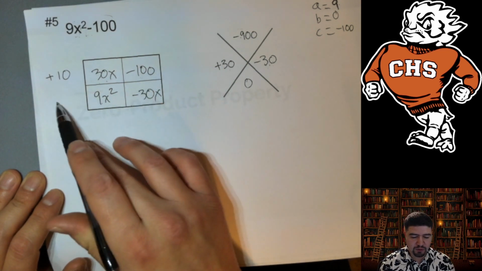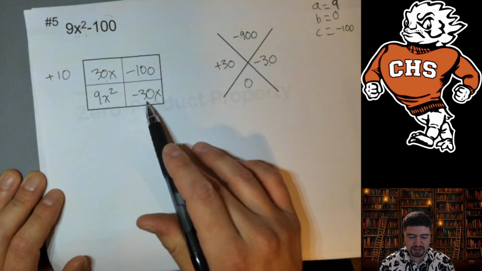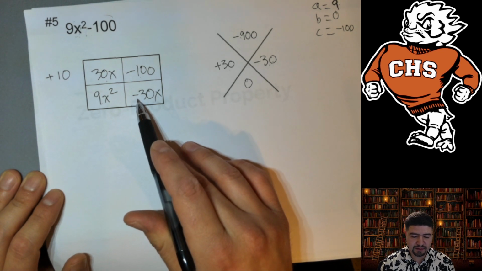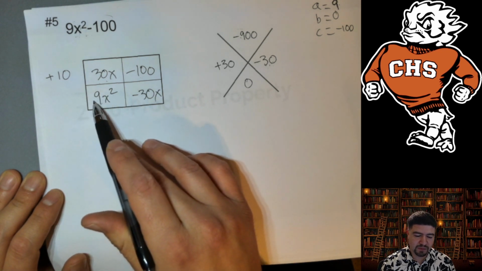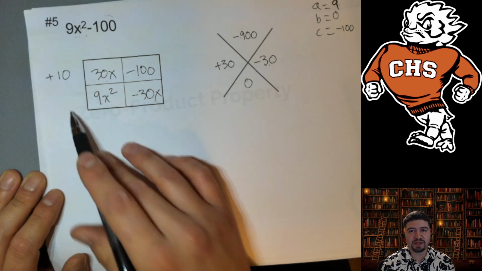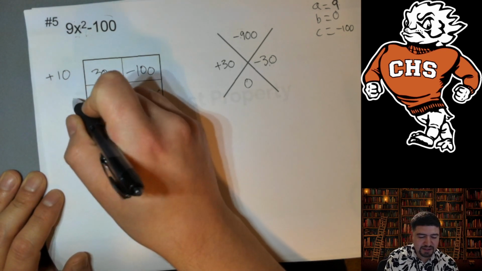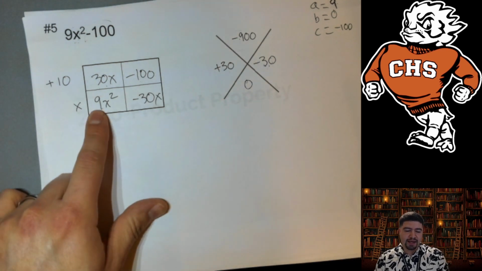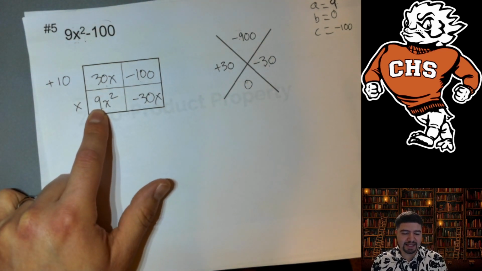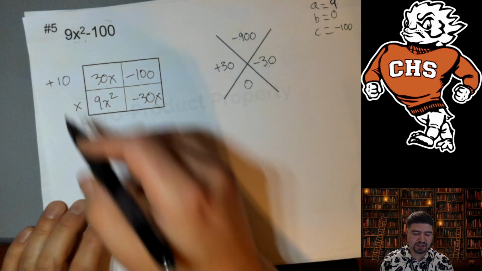Looking at the bottom row, 9x squared and negative 30x. Again, one negative here, but this one's positive. So we know that the default is going to be positive. But they both have x's, so I can start by taking that out. And the biggest number that divides into 9 and 30 is going to be 3.